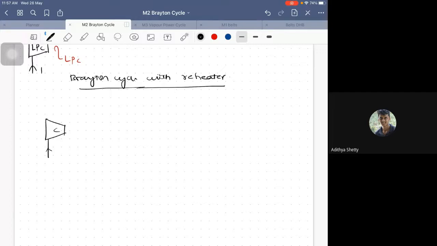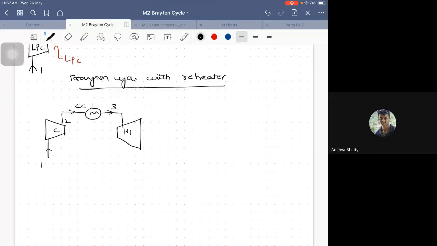Air gets in from state 1. Now air gets out as state 2. From this, the heat addition process takes place in the combustion chamber. So from here, it comes out as state 3. Next, from here, what happens, there would be two turbines. One turbine is known as the high pressure turbine.